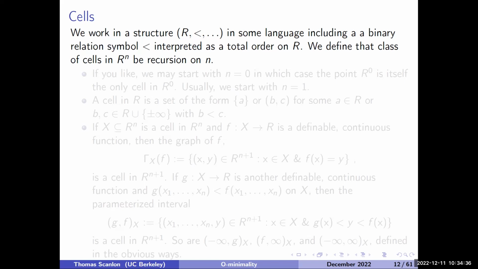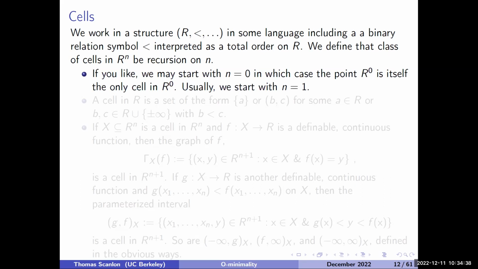Now we have to decide what the cells are. If you want to be a logician, you start at 0, and you say that the cell is just a point. But nobody likes that, so we're going to start with 1. The cells are points or intervals, where for an interval (b, c), b should be less than c. I allow negative infinity or plus infinity to be one of these endpoints.